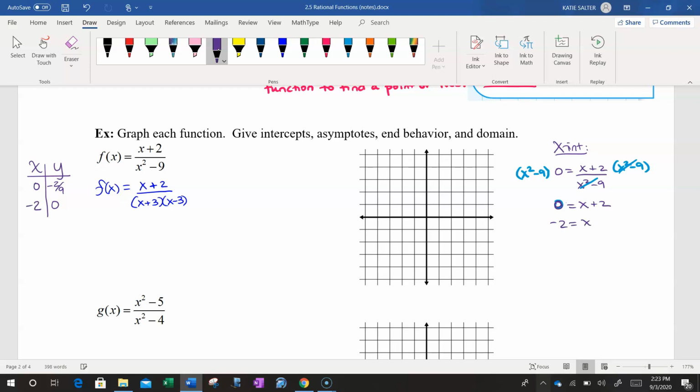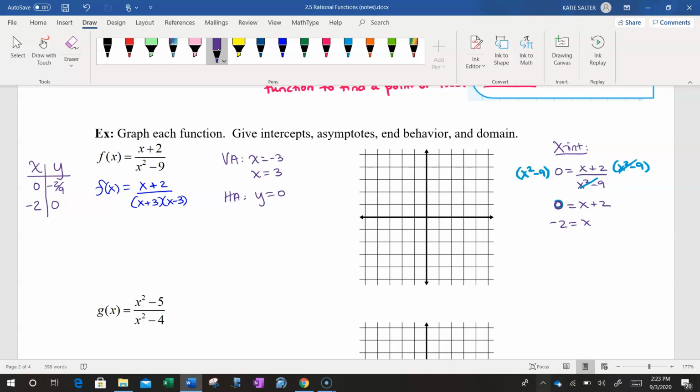All right, so let's state our asymptotes. Our vertical asymptotes for this one are going to be at x equals negative 3 and at x equals positive 3. Our horizontal asymptote is going to be at y equals 0 because the denominator is dominating. The degree of the denominator is greater than the degree of the numerator.